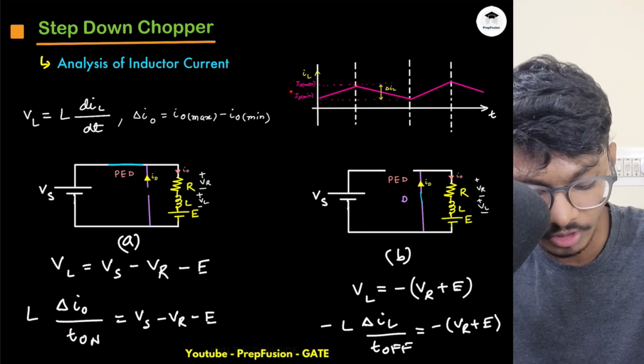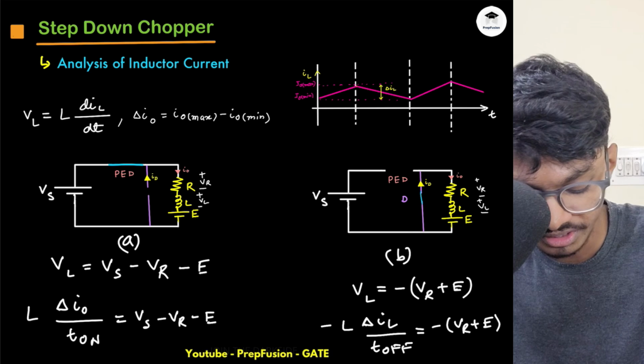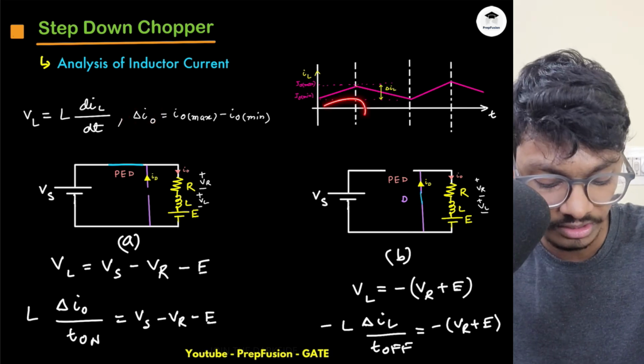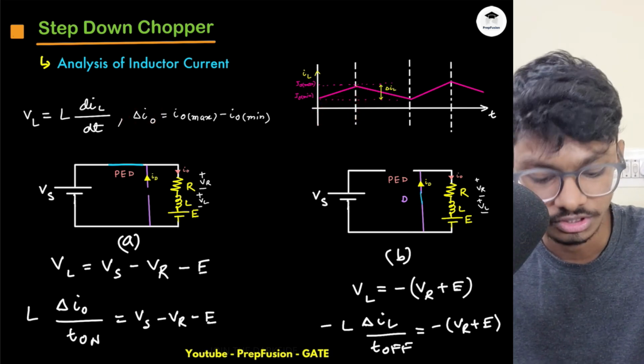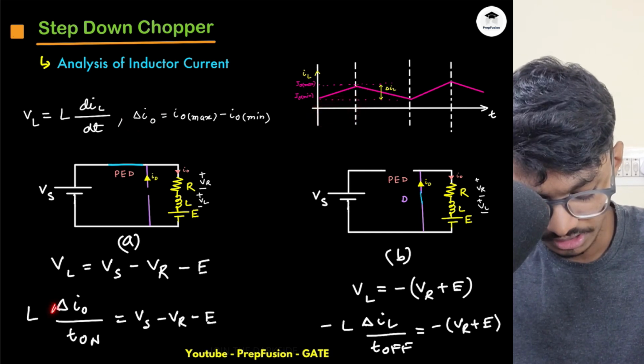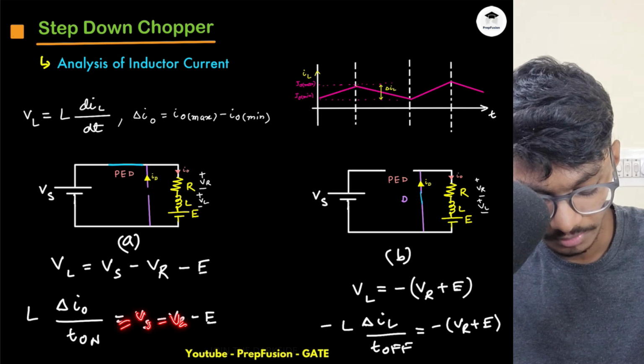What is the change in current? IO max minus IO min. What is IO max minus IO min? It is delta IO. And what is the change in time? It is 0 to T on, so T on minus 0. So it is delta T. So L delta IO divided by T on equals Vs minus Vr minus E.